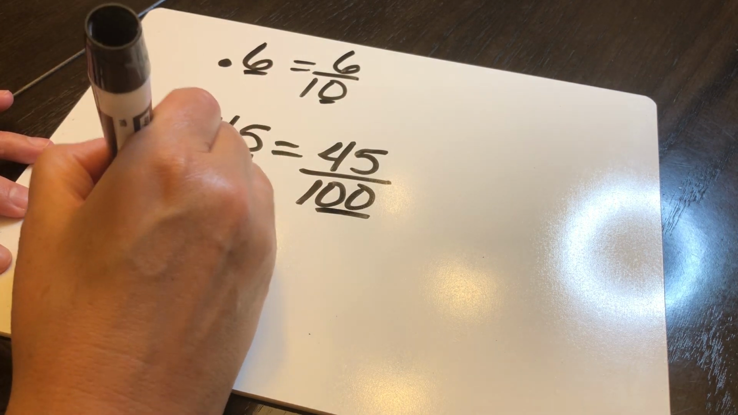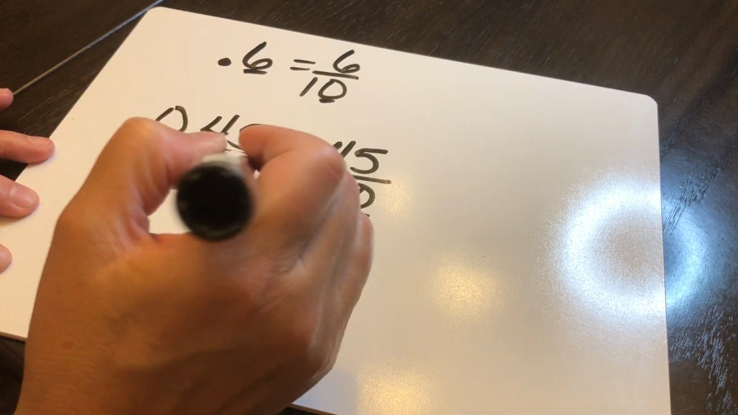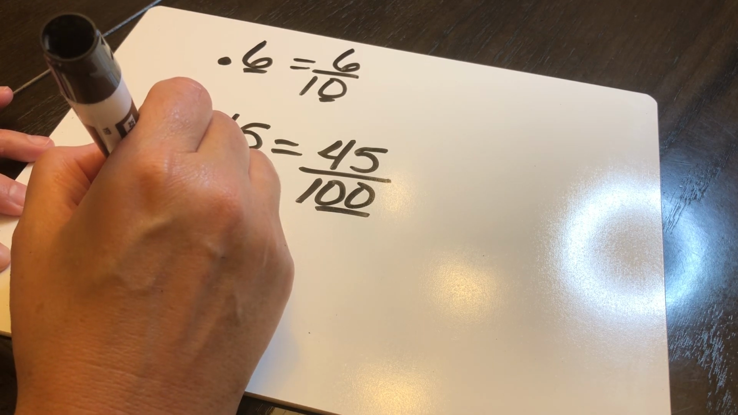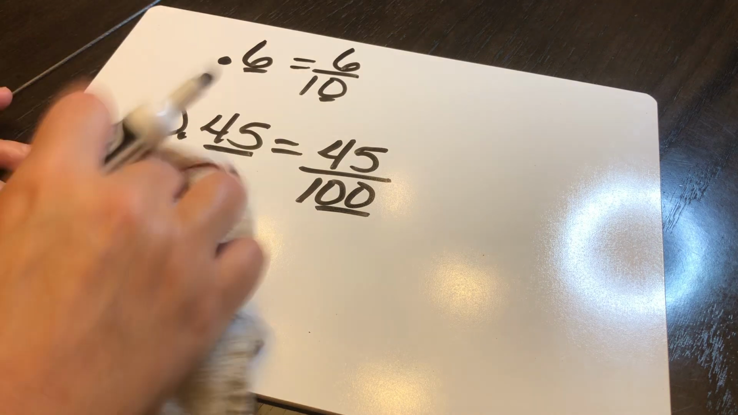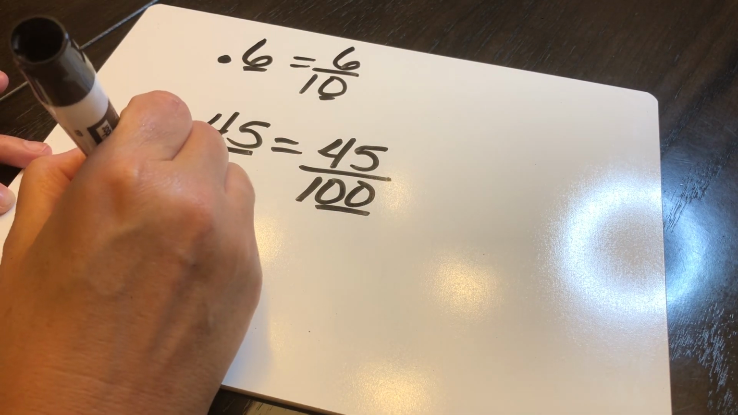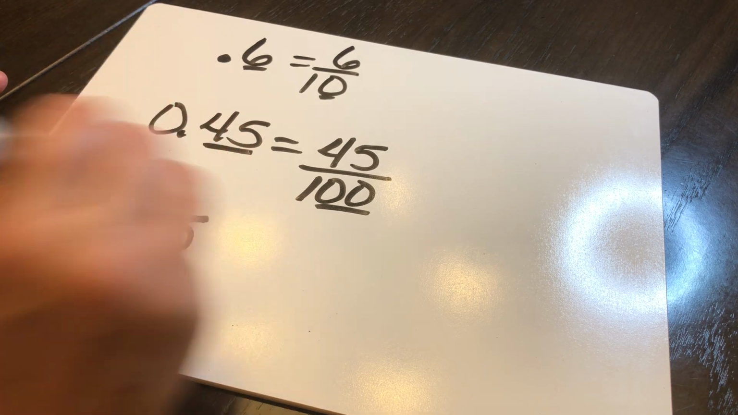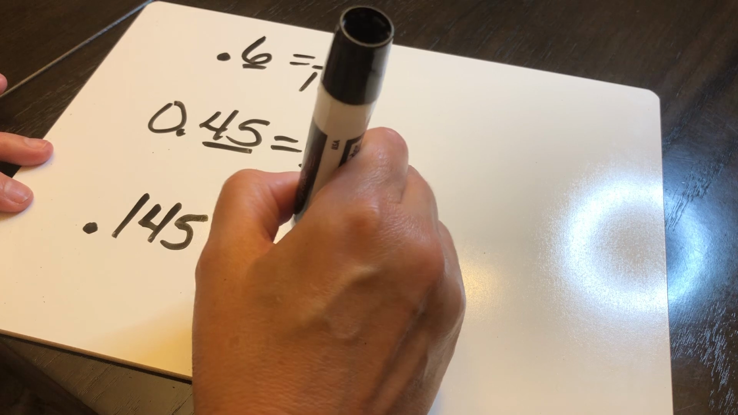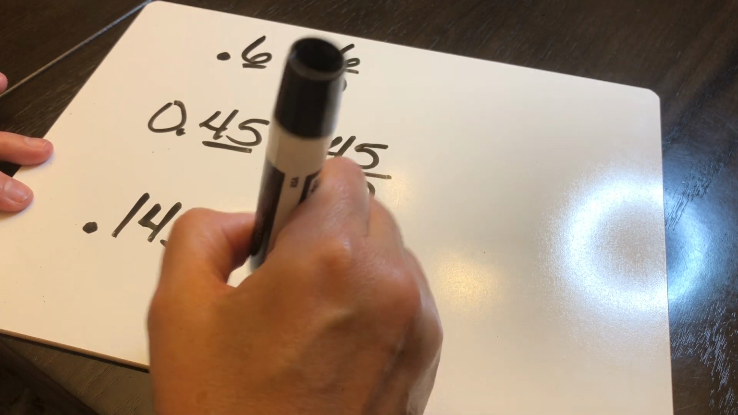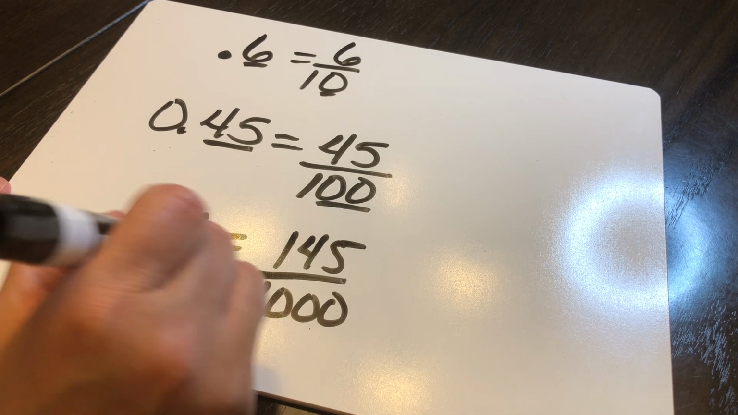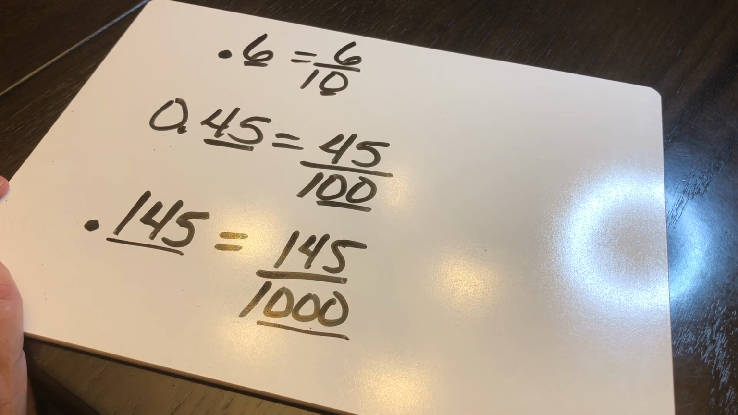What if I had... Let me see, let me back that up. I can't erase here, so. Okay, let's say 145 thousandths. That's how I would say it. So that must be 145 over 1,000. Now, I noticed 3 numbers here, 3 zeros there.